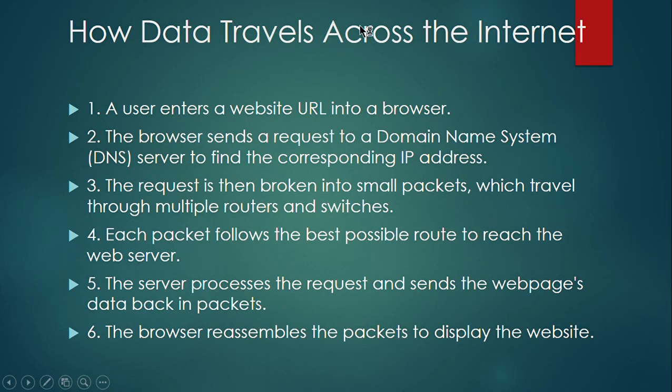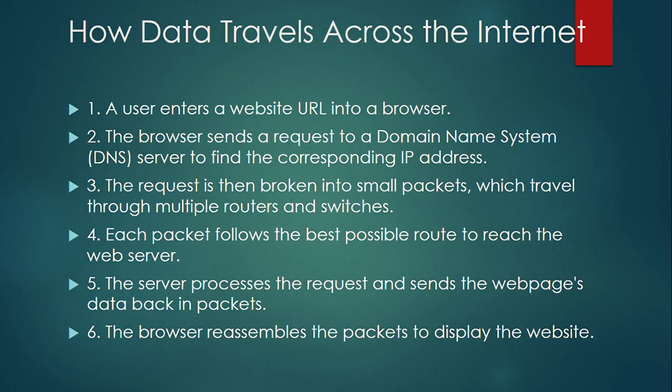So how does data travel across the internet? First, a user enters a website URL into a browser. Then the browser sends a request to the Domain Name System, or DNS server, to find the corresponding IP address. Next, the request is broken into small packets which travel through multiple routers and switches. Each packet follows the best possible route to reach the web server.